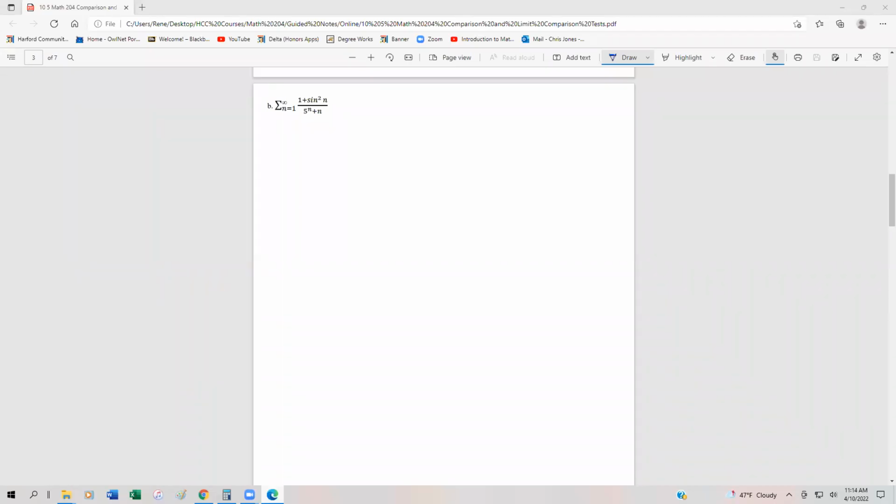Another example of how to use a comparison test effectively is on a series like the series from n equals 1 to infinity of (1 plus sine squared n) over (5 to the n plus n). Again, we're looking for quote unquote dominant terms. It helps to remember that sine squared of n at lowest is going to be 0, and at highest is going to be 1.